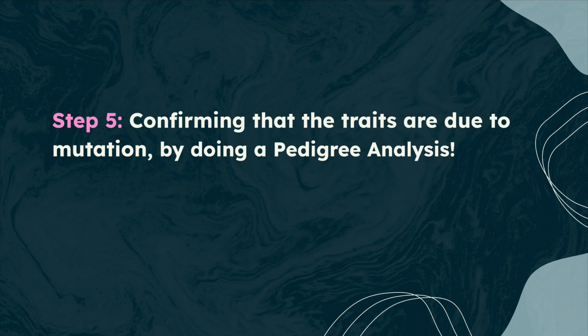In the next step, you should confirm the traits with pedigree analysis. To confirm the changes are from mutations, you should conduct a pedigree analysis. Tracking traits across generations should reveal if they follow normal inheritance patterns or they result from random mutations.